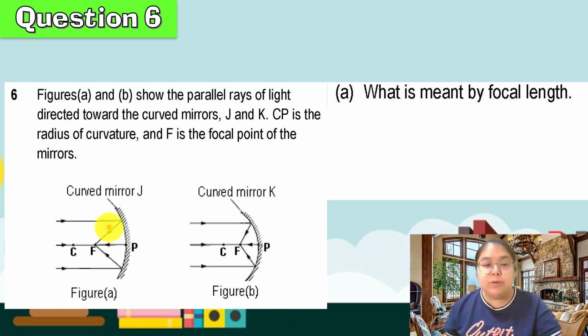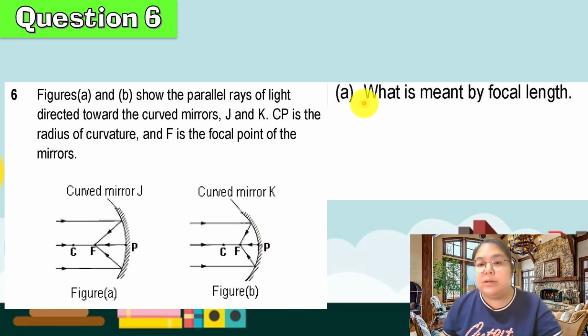Before we do the question, we compare the two diagrams first. From the diagram, we find the curvature is different. Can you see the mirror K is more curved compared to J? Another one is F, the focal point. The focal point for J is longer, for K is shorter. Both also have parallel light going straight to the mirror.